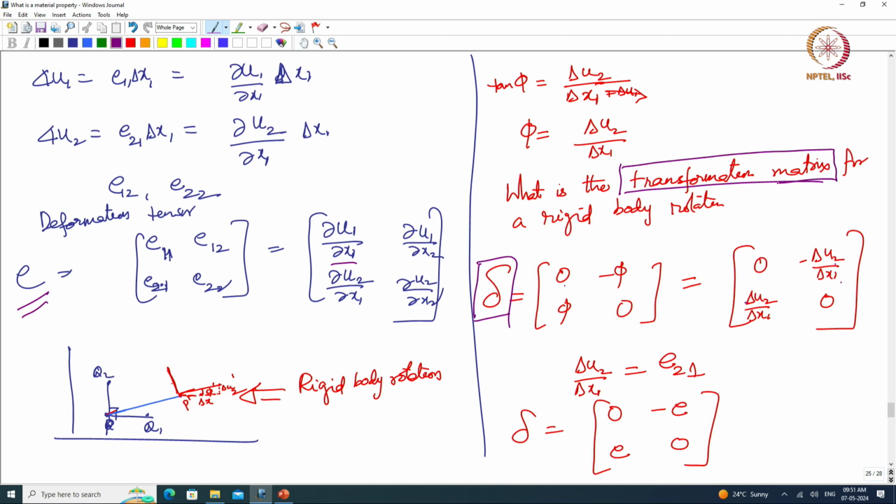So, today let me first correct that. This is not a transformation matrix, right. I am not transforming my q1 to q2; rather, what I am writing as delta is just a part of the deformation tensor. The deformation tensor is defined as E: dou u1 by dou x1, dou u2 by dou x1, dou u1 by dou x2 and dou u2 by dou x2, right. So, this delta, when there is just rigid body rotation, is given as 0, minus phi, phi and 0, where phi is the angle of rotation, and that can be shown through this simple rotation of a rigid body.